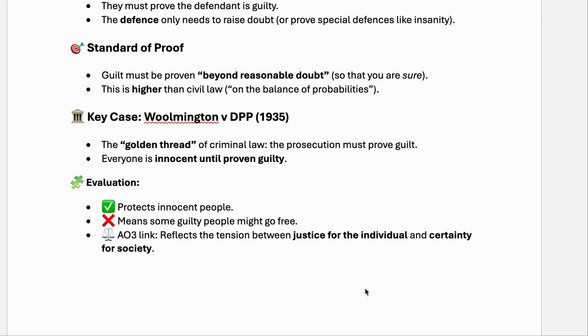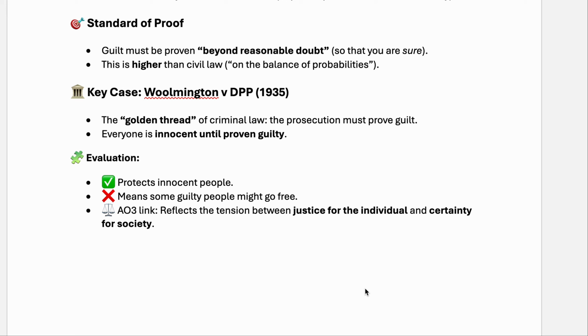Now we have a key case here of Woolmington versus the Director of Public Prosecutions. This famous case set out the golden rule, as we call it, or the golden thread of criminal law. It is the duty of the prosecution to prove the prisoner's guilt. This is called the golden thread. It runs through all criminal trials and it makes sure people are innocent until proven guilty, which is reassuring, isn't it? Especially if you've been wrongly accused, for example.